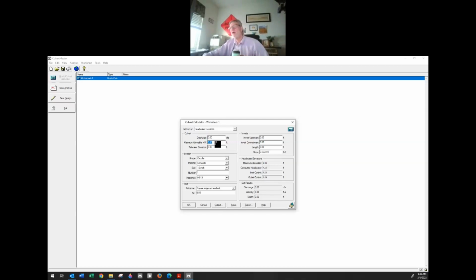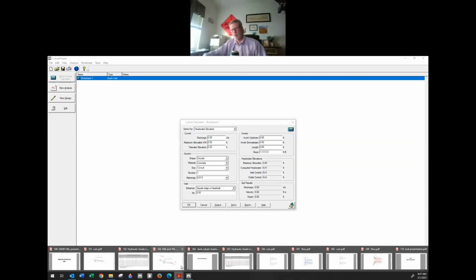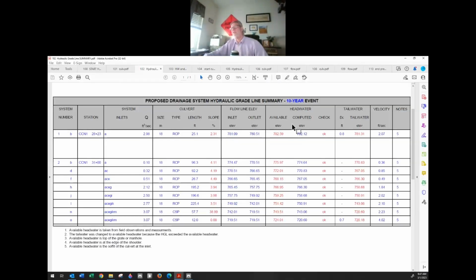Maximum allowable headwater, that's the, no, there's something we didn't see first. Let's go back to this. The available headwater that we talked about on this spreadsheet, the available headwater for the 10-year storm is the soffit of the pipe. So this elevation right here is just a calculation that takes the inlet elevation and then adds the size of the pipe to it, and that gives us the 10-year storm elevation that we need.